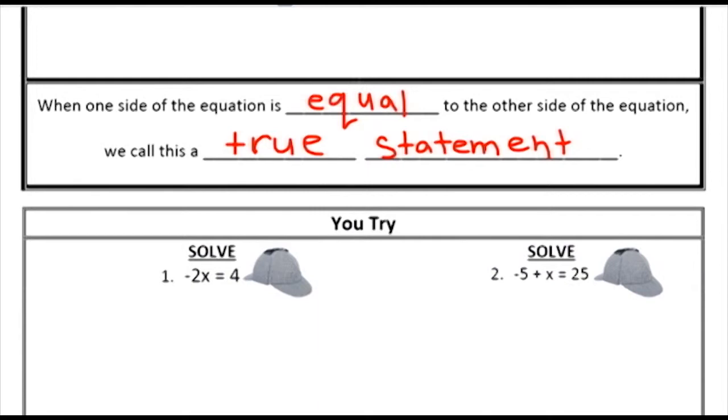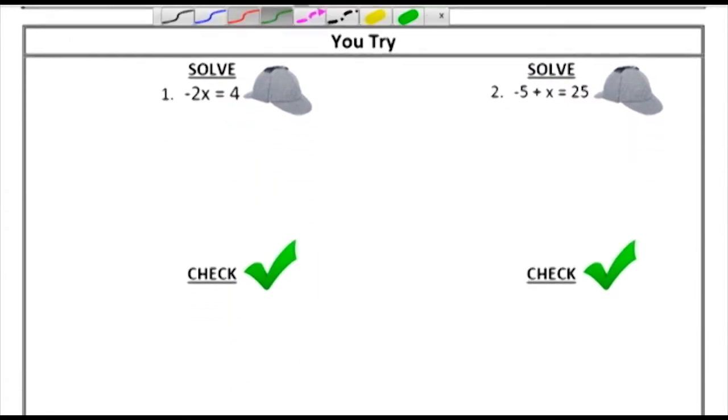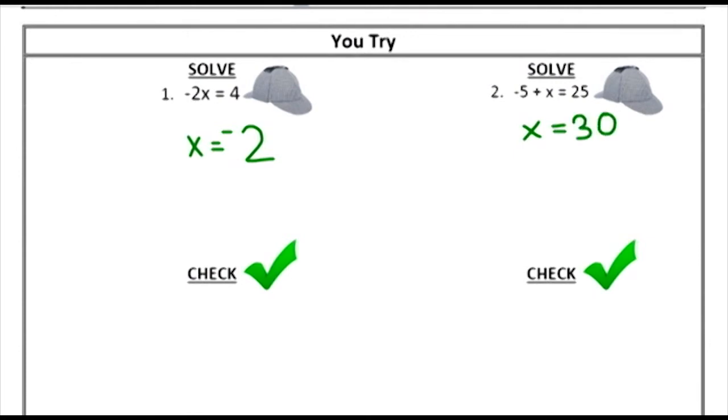Welcome back. If you properly solve this, you should get x equals negative 2 and x equals 30. When you checked it, you would have gotten true statements that give you 4 equals 4 and 30 equals 30. Do include all of the work that led up to this point, or you will not receive full credit.